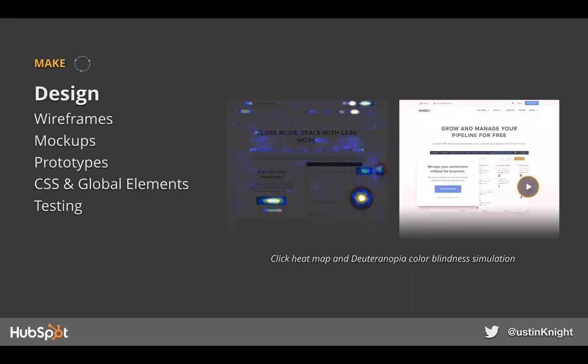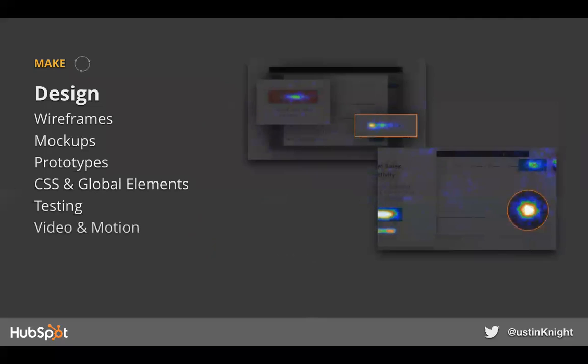These are click maps on the left and Deuteranopia color blindness simulations on the right. So we wanted to see how this stuff was going to do from an accessibility standpoint. And then we produced some videos and elements to use video to help tell the story of our product. And you can see, again, on the left, that's a pre-launch heat map. So we were testing a PNG there. And on the right, that's a post-launch heat map. So that's tested on our live site with live users.